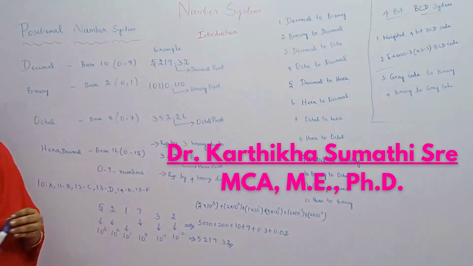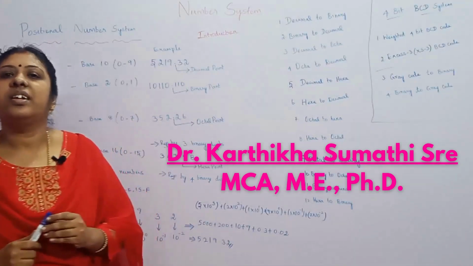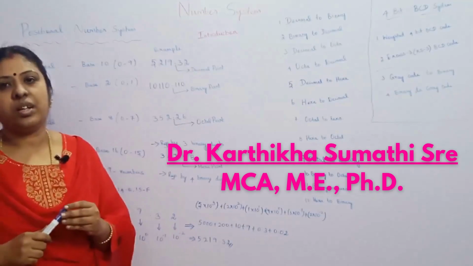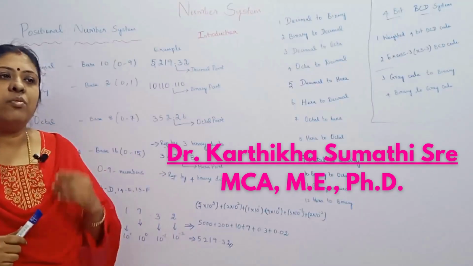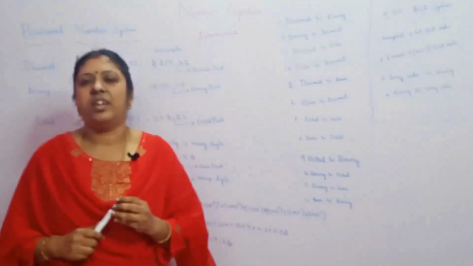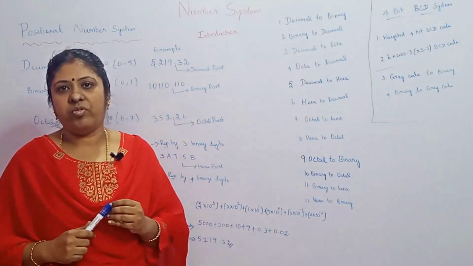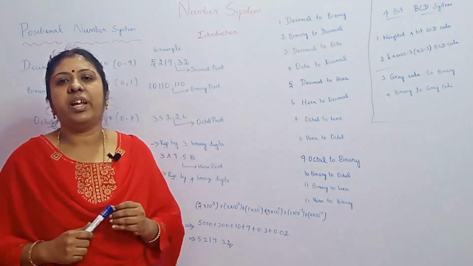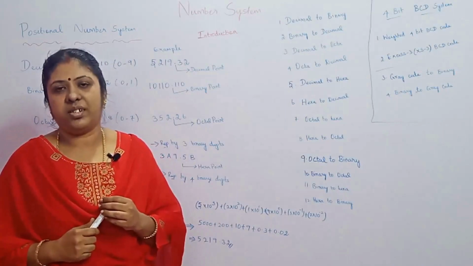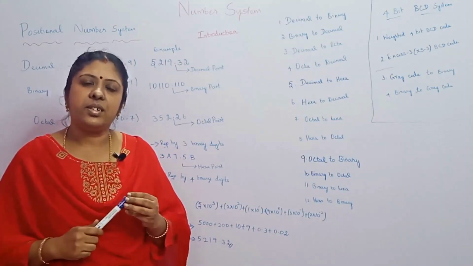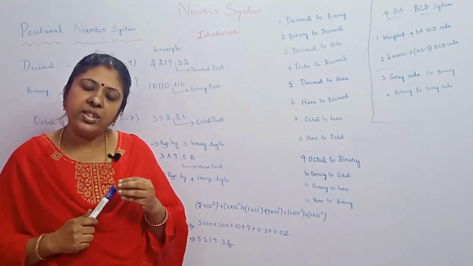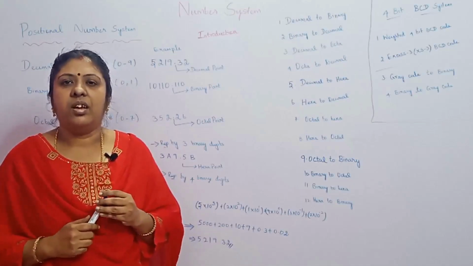In today's video, we are going to discuss the number systems used in computers. Basically, what is a computer? It is a digital system which stores and processes data and gives information. The digital system can understand only zeros and ones.